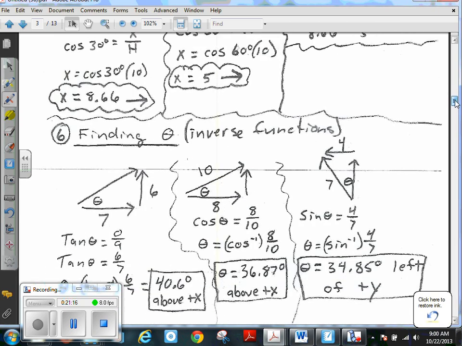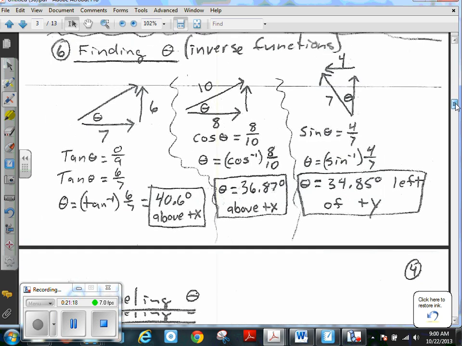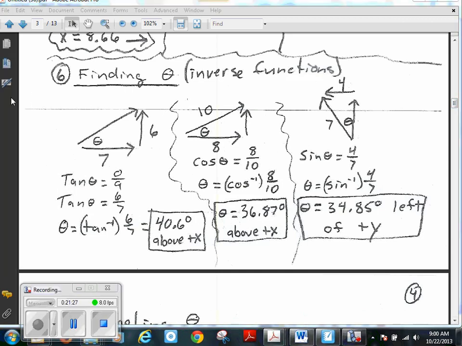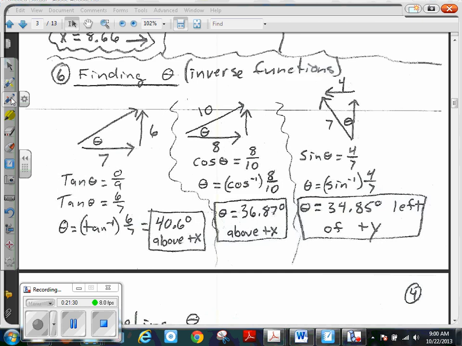Okay. So let's look at this, finding theta. Okay, so inverse functions, finding theta. So, if you look at this first example, you can see that we have leg sides of 6 and 7. So 6 here is the opposite, right? 7 is adjacent to the theta. So you just start out with TOA, because you're using opposite and adjacent.